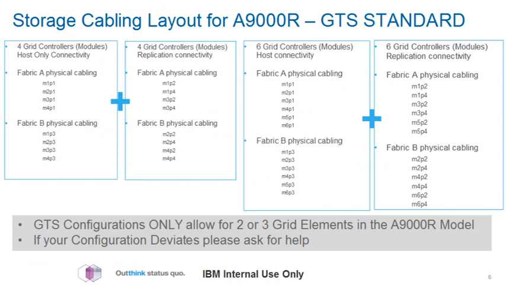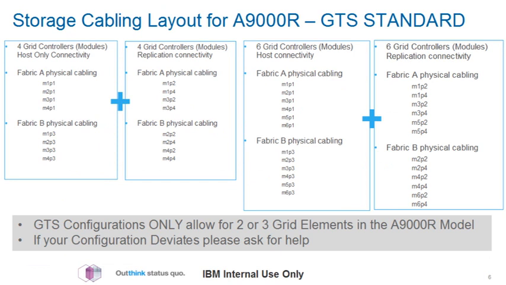Here you can see 2 different layouts. They are labeled 4 grid controllers and 6 grid controllers. That equates to 2 and 3 element layouts. Those are the approved standards for the rack config. The 3 element is the half rack config that was shown earlier in the presentation. That's our preferred config. We have a smaller version, the 2 element or 4 grid controller config, as shown here.